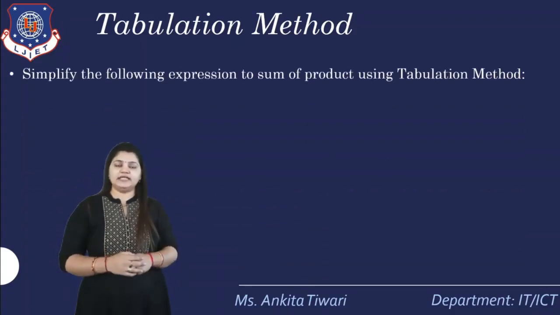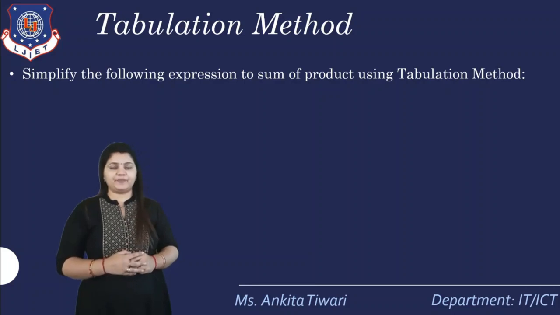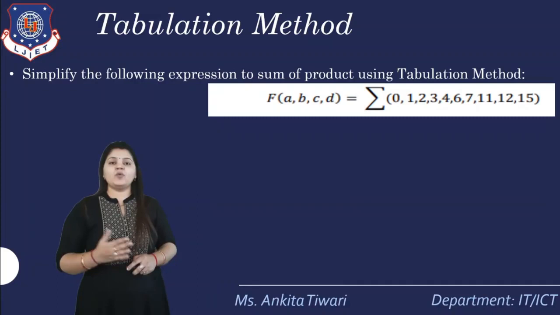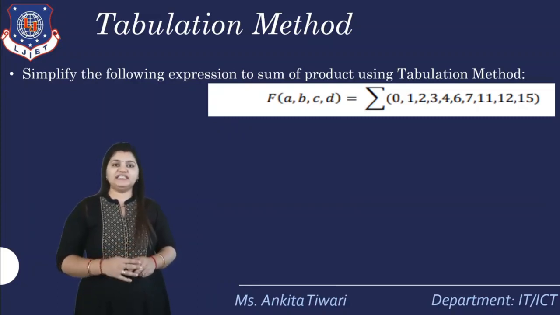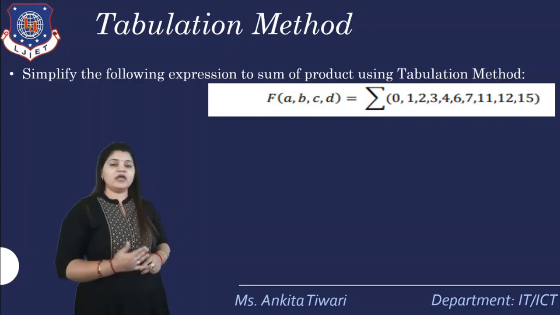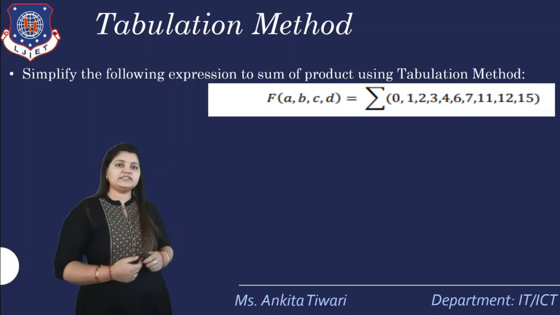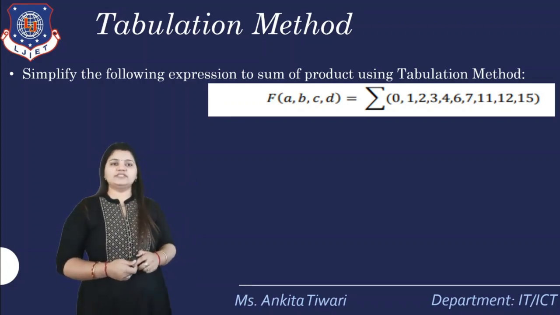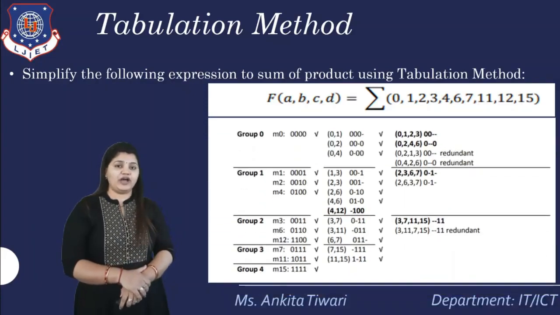So we'll take an example: simplify the following expression to sum of products using the tabulation method. We have used 4 variables A, B, C, D, so we get a maximum of 16 possible combinations. The minterms given in the function are 0, 1, 2, 3, 4, 6, 7, 11, 12 and 15. Now how do you do it?